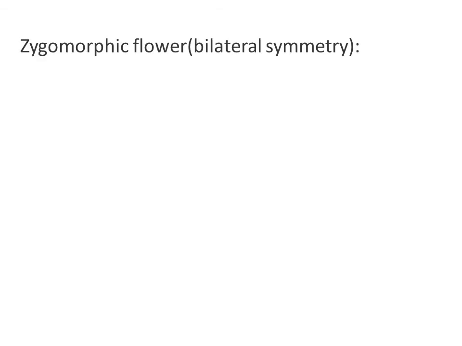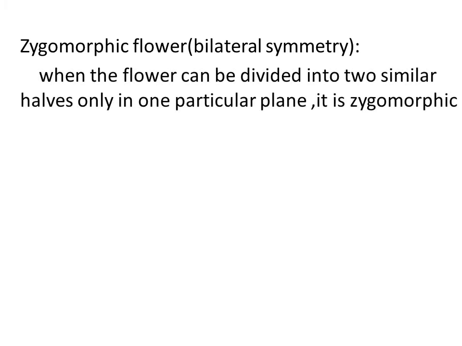Second type of symmetry, that is zygomorphic symmetry. The zygomorphic symmetry can be seen in some flowers. What do you mean by zygomorphic symmetry? When the flower can be divided into two similar halves only in one particular plane, such a kind of symmetry is called zygomorphic symmetry. This kind of symmetry is also called bilateral symmetry. Bi is nothing but how much?